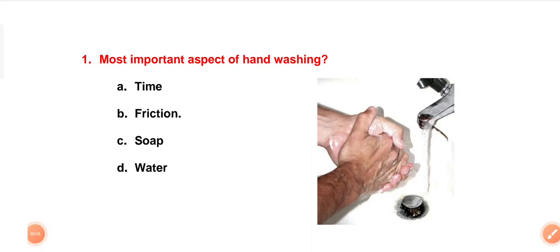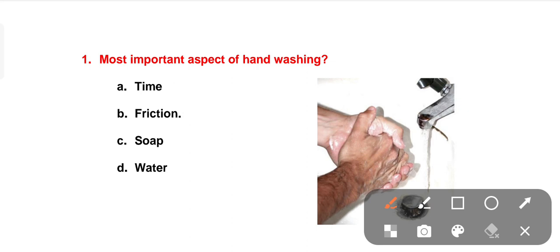Today we will see some basic first aid multiple choice questions. Okay, so the first question is the most important aspect of hand washing. As nurses, as a medical profession, we should know the basic purpose of hand washing. While doing hand washing, what is the most important aspect? The options are time, friction, soap, and water. Among these four options, which is the most important while we are hand washing?